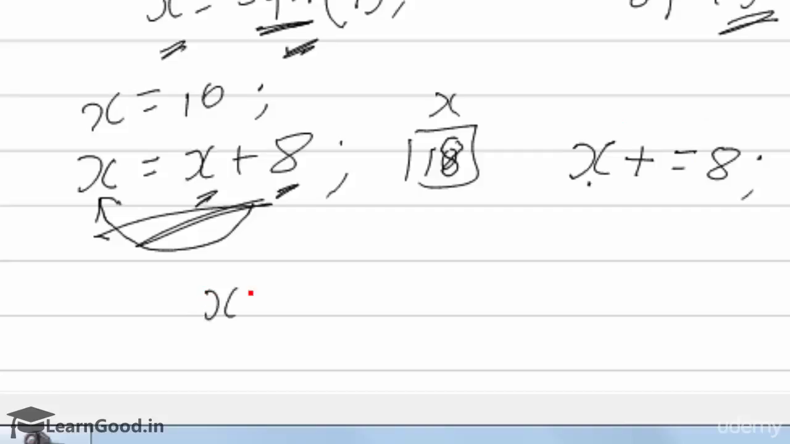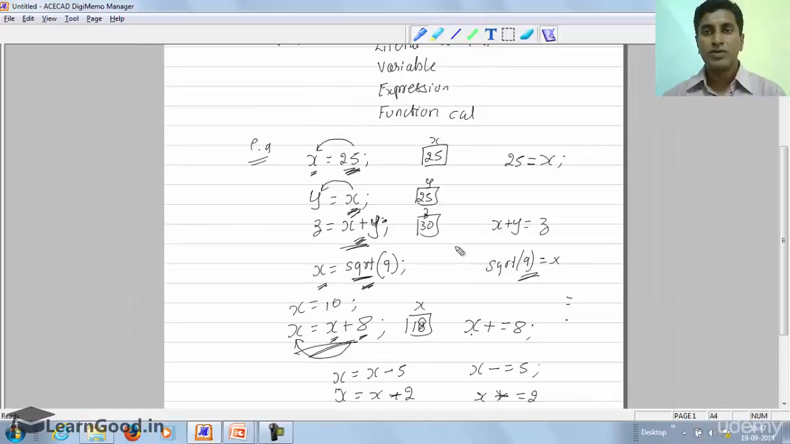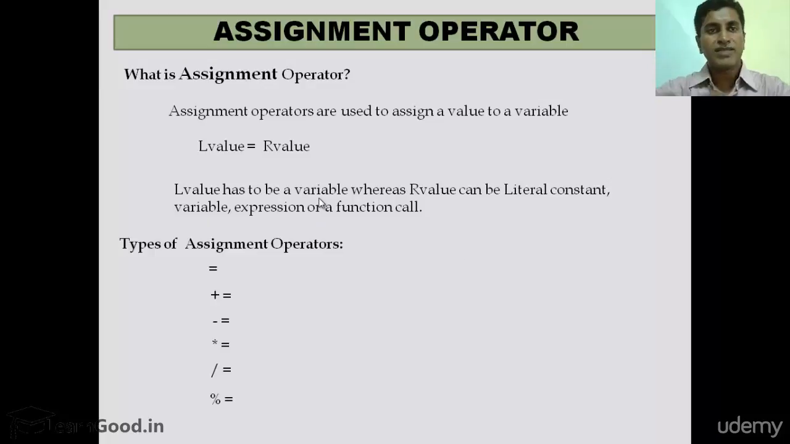In the same way, if you want to give x equals x minus 5, the same thing can be given as x minus equals 5. Likewise, if you want to give x equals x into 2, the same thing can be given as x asterisk equals 2. So plus equals, minus equals, asterisk equals, slash equals, all these are being treated as assignment operators.